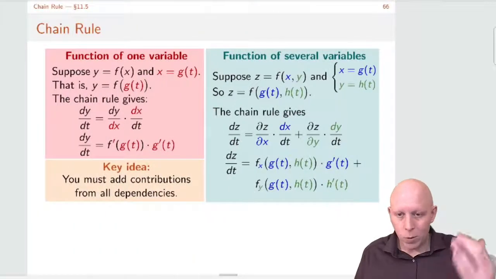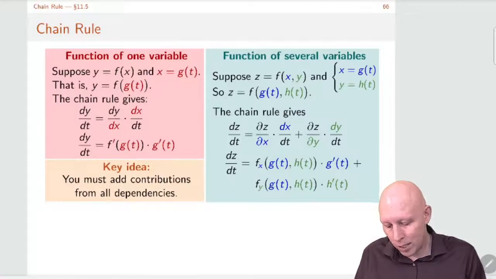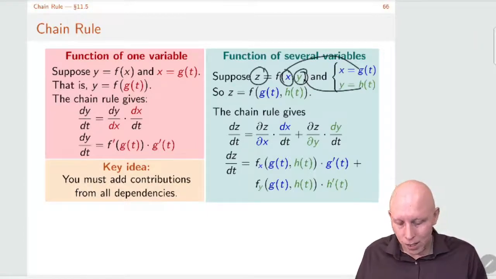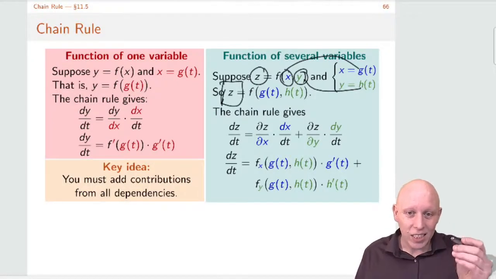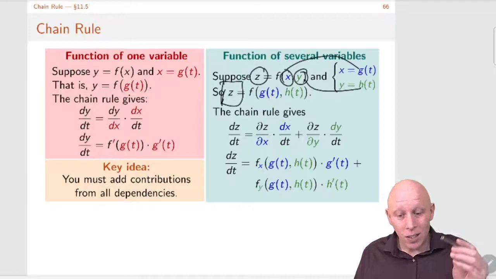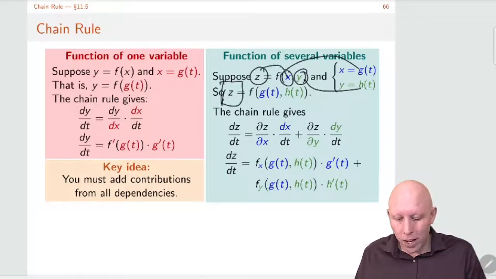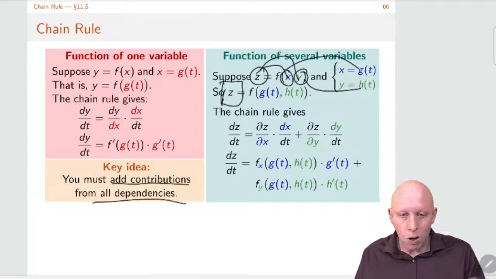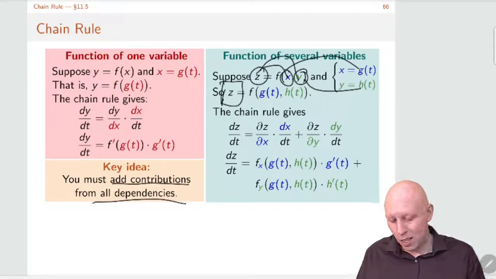So what's the takeaway message? The takeaway message is, z was dependent on x and y, and x was dependent on t, and y was dependent on t. So all the ways in which z is changing that depend on t go through both x and y. So you have to add the contributions from all the dependencies.